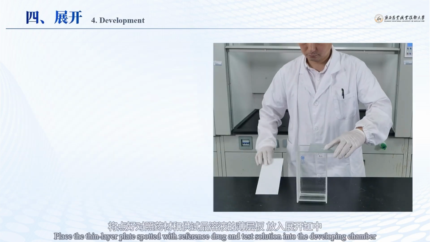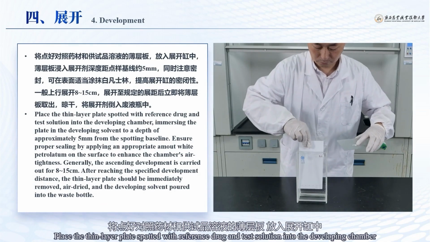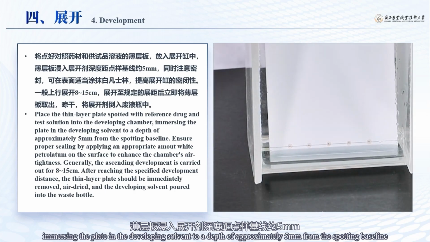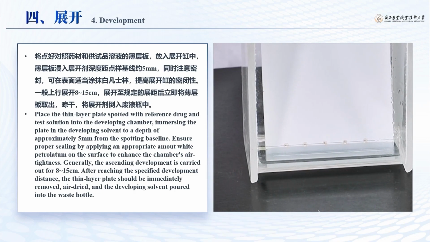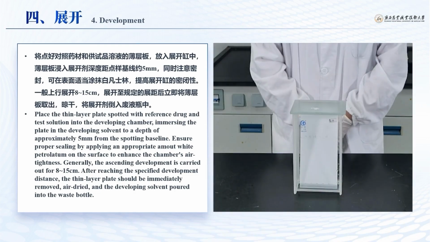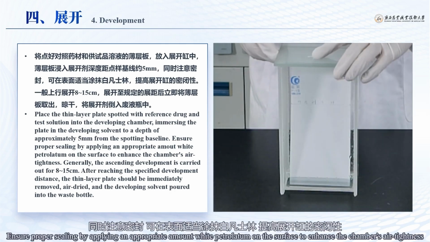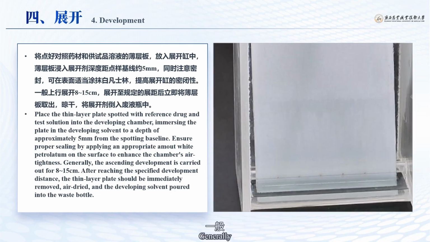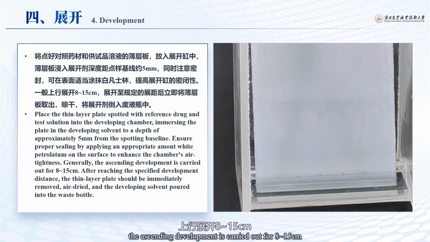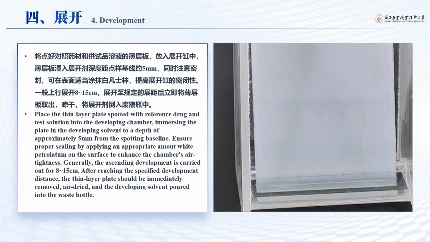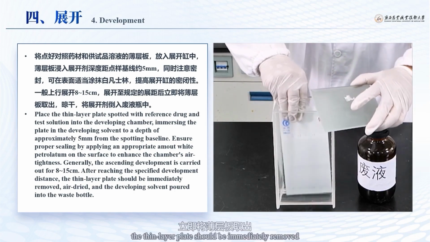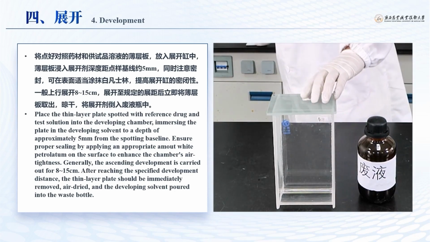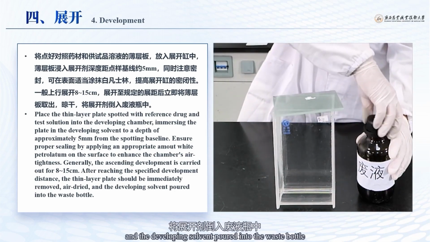Fourth, development. Place the thin layer plate spotted with reference drug and test solution into the developing chamber, immersing the plate in the developing solvent to a depth of approximately 5 mm from the spotting baseline. Ensure proper sealing by applying an appropriate amount of white petrolatum on the chamber edge to enhance its air tightness. Generally, the ascending development is carried out for between 8 cm and 15 cm. After reaching the specified development distance, the thin layer plate should be immediately removed and air-dried, and the developing solvent poured into the waste bottle.